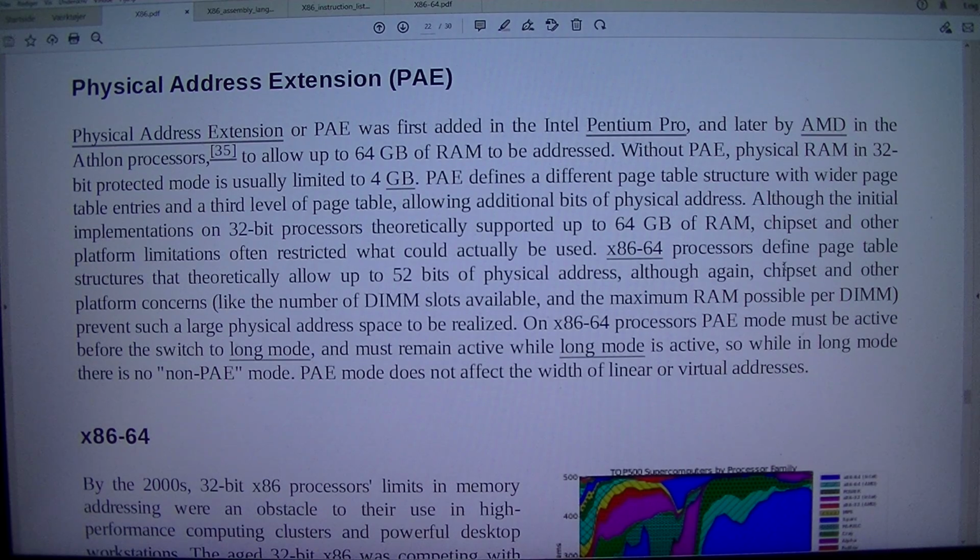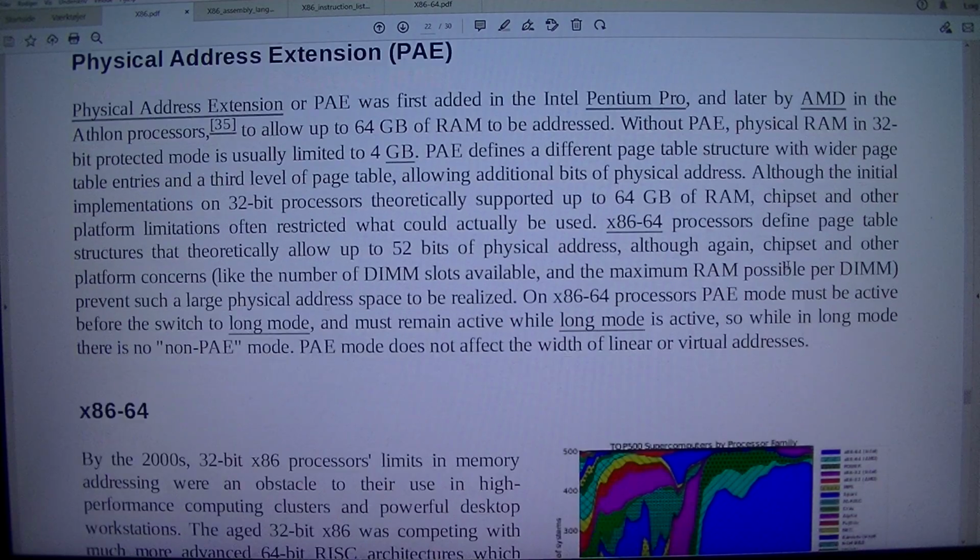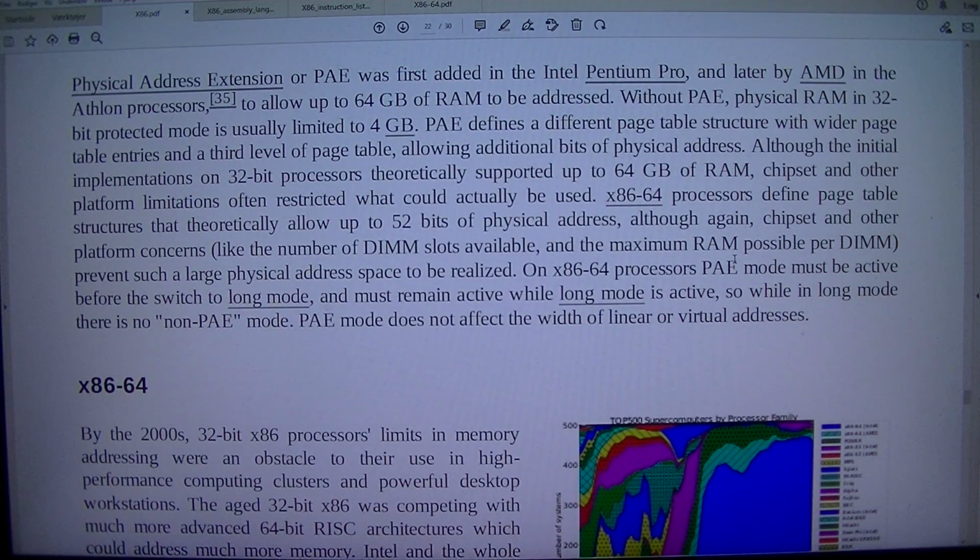x86-64 processors define page table structures that theoretically allow up to 52 bits of physical address, although again, chipset and other platform concerns, like the number of DIMM slots available and the maximum RAM possible per DIMM, prevent such a large physical address space from being realized.